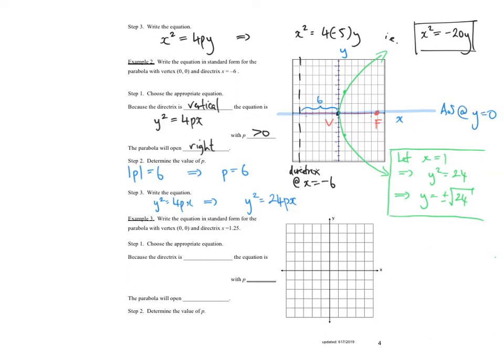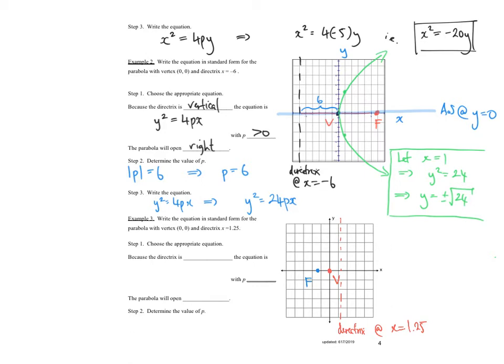Example 3 here is going to unfold in a similar way. We've been told the vertex is at the origin, and we've been told the directrix is the vertical line x equals 1.25. So that's 1 1/4. There is our directrix at x equals 1.25. I can figure out where my focus is immediately, right? I need to go 1.25 in the other direction. That gives us our focus.